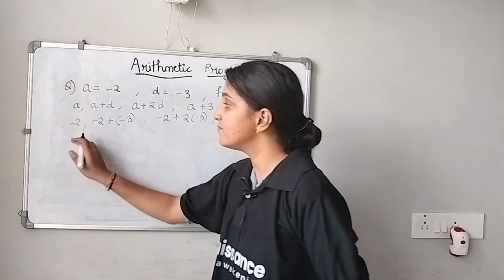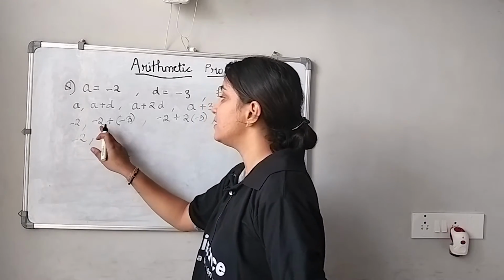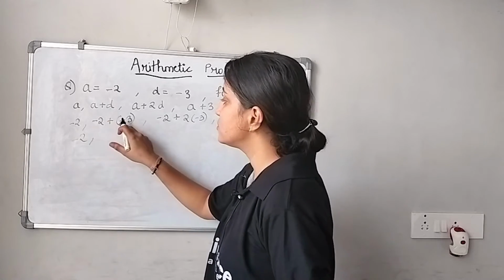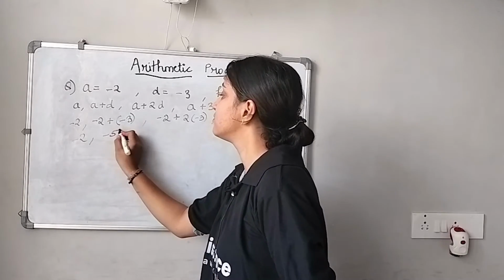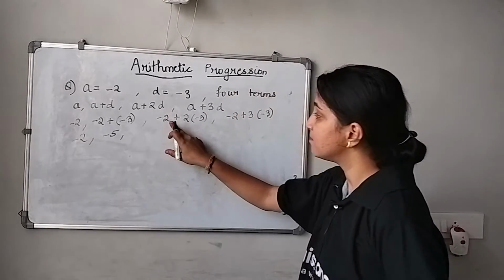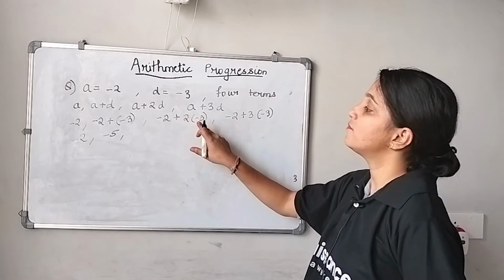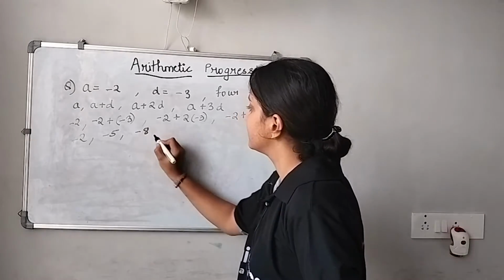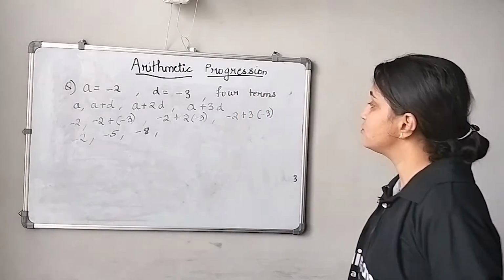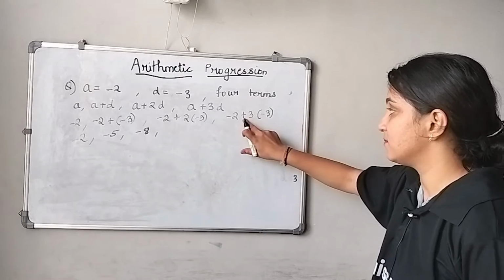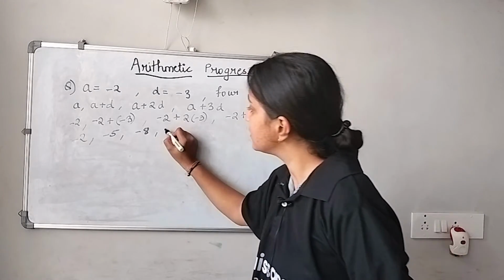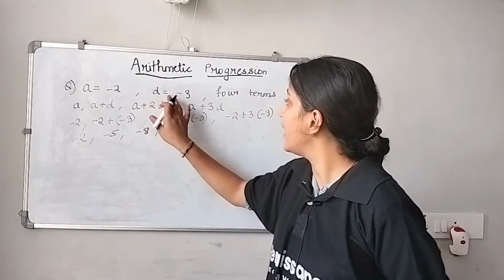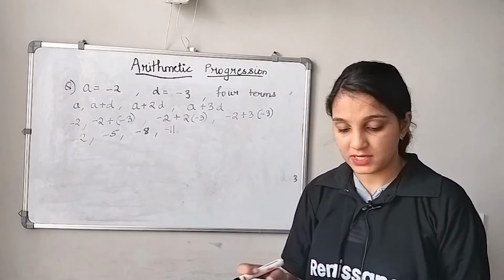So now the first term will be minus 2. The second term will be minus 2 plus minus 3, so minus 2 minus 3 will be minus 5. Then here minus 2 minus 6, minus 2 minus 6 will be minus 8. Then 3 into 3 is 9, minus 2 minus 9 will be minus 11. So this is our AP for this A and D. Now the next question.